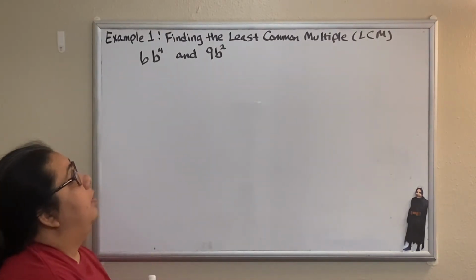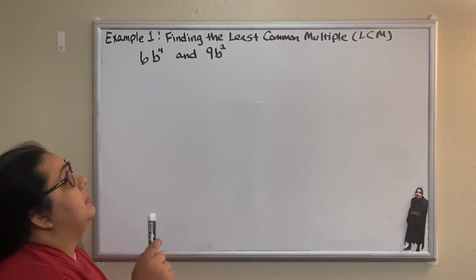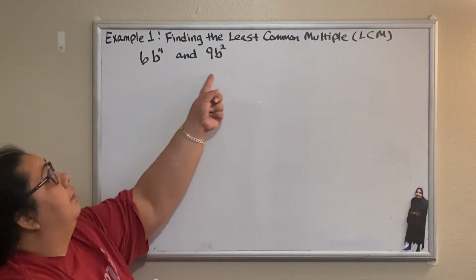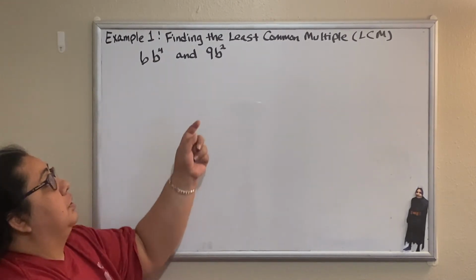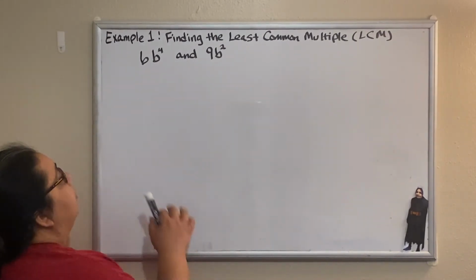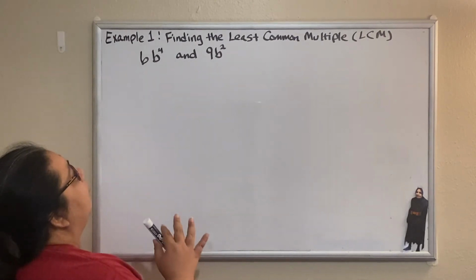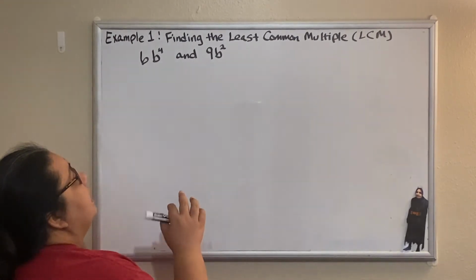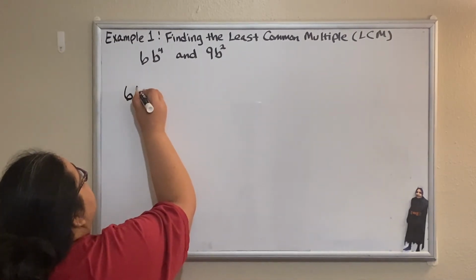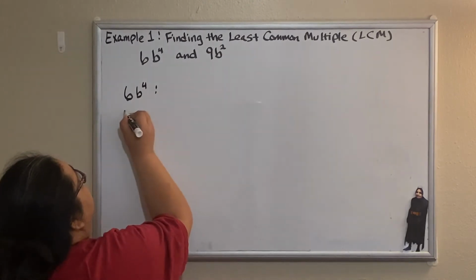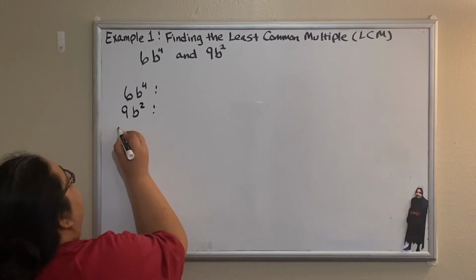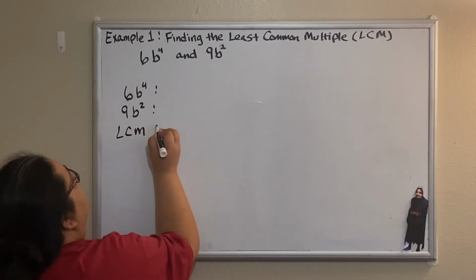Okay, so for example 1, we are going to find the least common multiple between two values, between two expressions. The least common multiple is also known as the LCM. Now, in order to find the least common multiple, one way of doing it is by listing all of the factors. So I'm going to list the factors of 6b to the 4th. Below that, I'm going to list the factors of 9b to the 2nd. And then I'm going to list the factors of the lowest common multiple.